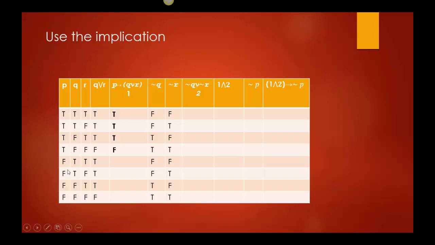Then the next ones, false, false, false, false. I can just immediately go over and say those are true. It doesn't matter what happens over here. Anything that starts false within an implication is true. Notice underneath here, I put a 1.